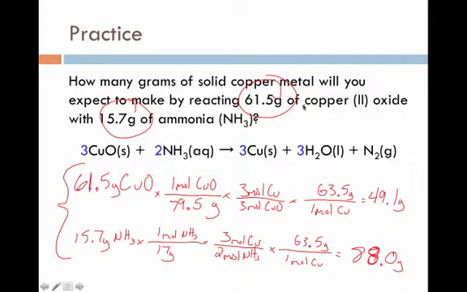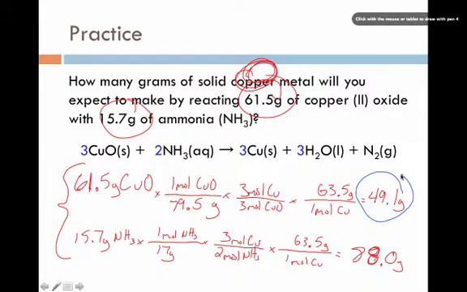I looked ahead and saw that the problem wanted me to predict the amount of copper metal, so I converted both answers into the grams of copper that they would produce, and I find out that the copper oxide, if completely used, will create 49.1 grams of copper metal, and the ammonia will create 88.0 grams of the copper metal. The lower answer of the two is this answer right here, which means that's the amount of copper metal we'll actually be able to produce.